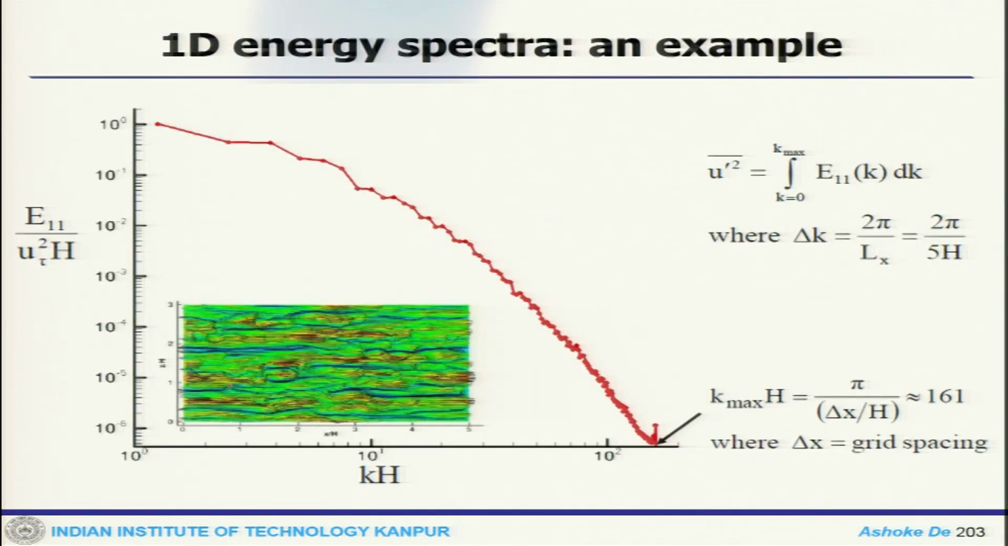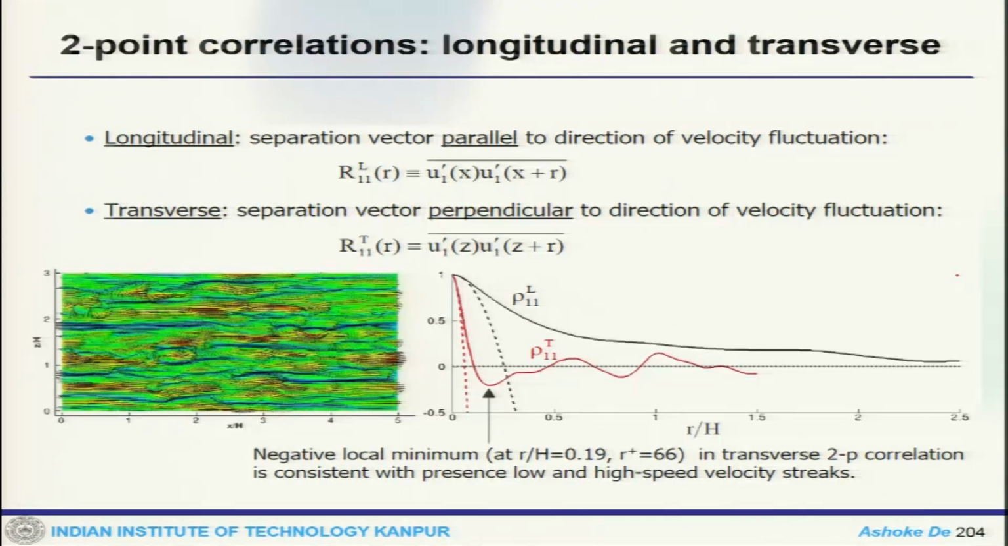One can plot it for this channel flow, and this will look like this. These are the estimates of what we just derived. u prime square would be the area, and delta k would be 2π by the length.